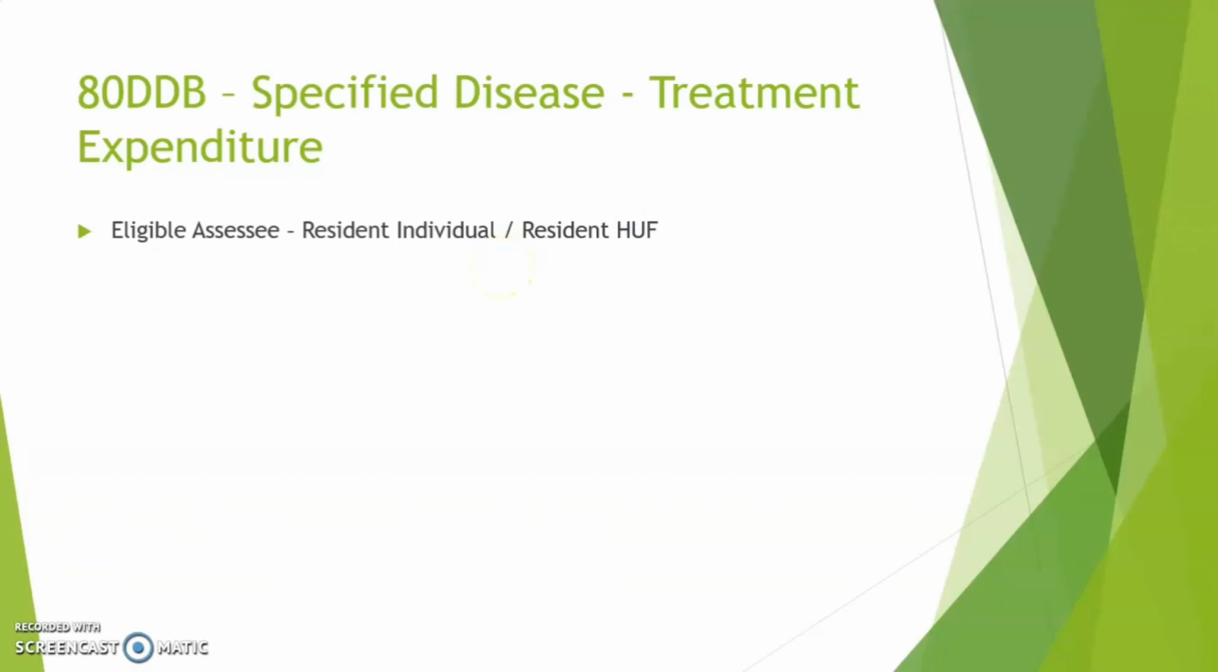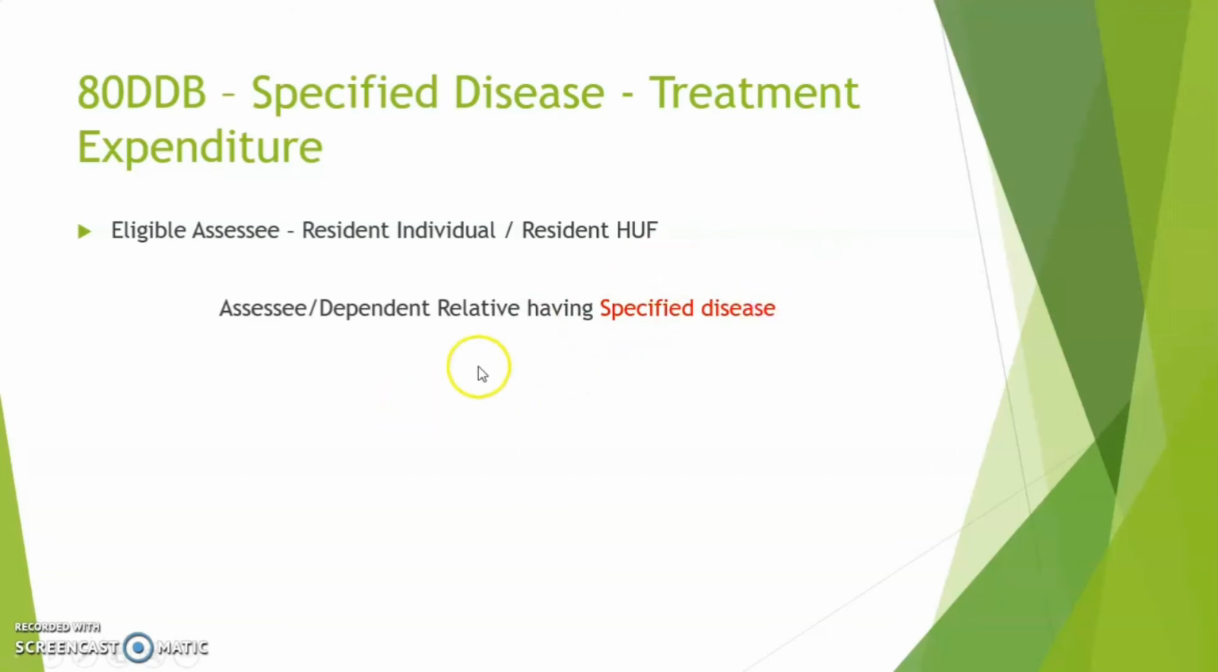Eligible assessee, again resident individual or resident HUF. Clear? The assessee or a dependent relative has a specified disease. And by relative, it means the exact same definition of relative that we learned in section 80DD. Now let's see what's the deduction that's available.